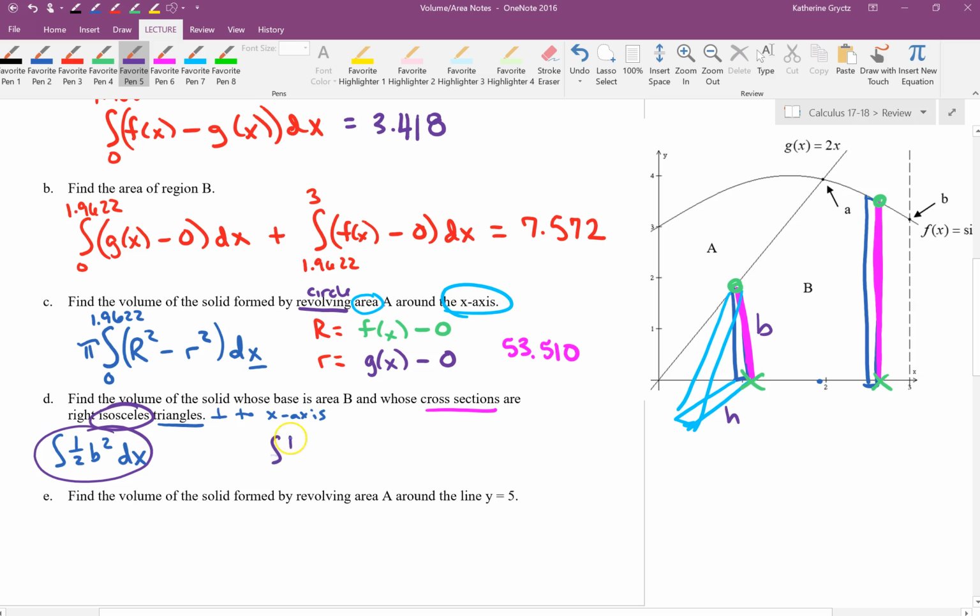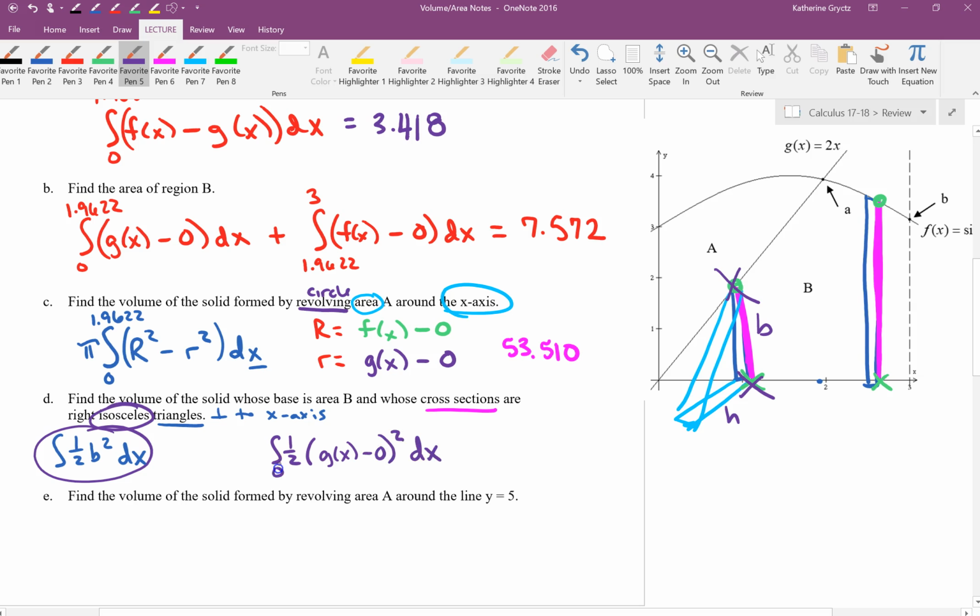So we're going to have 1/2, and then our base for the first one is going to be top minus bottom, so g of x minus 0. We're going to square that. We're going to do dx, and our x interval for that part would be 0 to 1.9622.